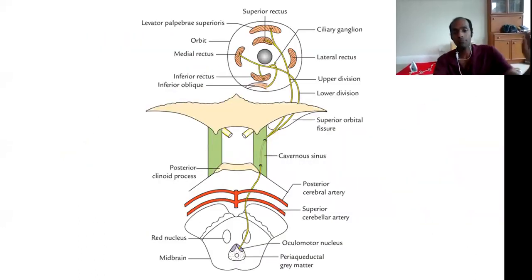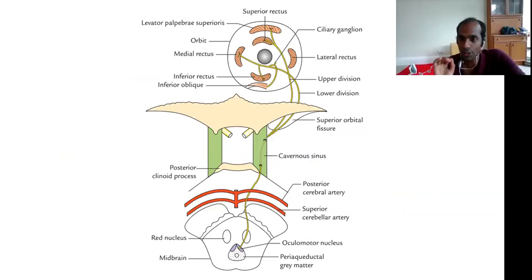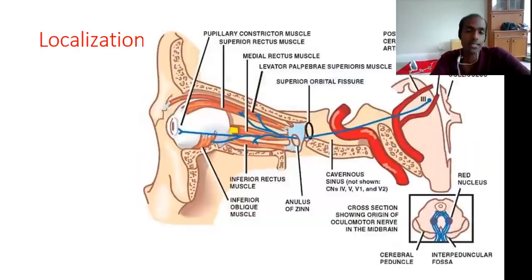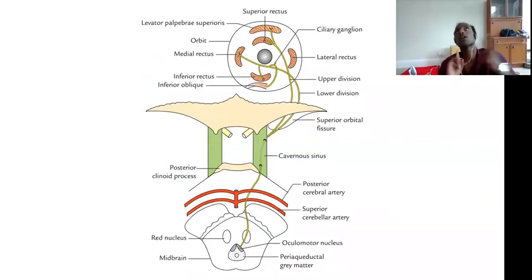Now I'm going to revise this with you. Third nerve, you diagnose it. Fine. You need to localize it. How do you localize it? Could this, you ask yourself, could this be the midbrain?